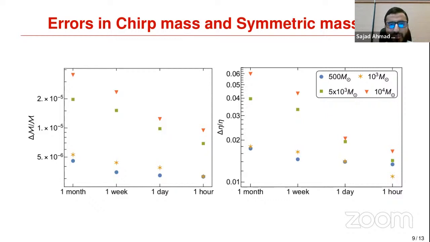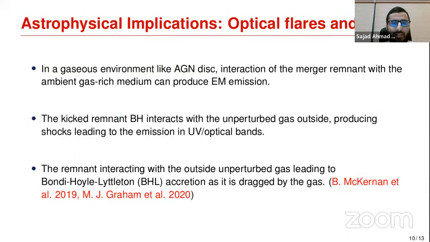Yeah, so these extremely good mass measurements, along with the spin measurements from LISA, can be combined with the ground-based detectors, and that can help in testing the nature of gravity. Yeah, now I will discuss the astrophysical implications.